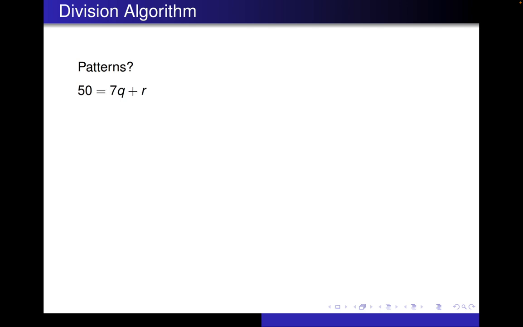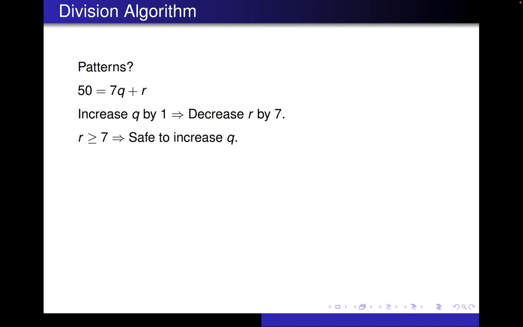So let's see what kind of patterns we have. We have 50 equals 7q plus r, right? And the question is, what happens when we increase our q by 1? If we find one quotient, what happens to the remainder? Well, our r gets decreased by 7, which means that if our r right now is 7 or above, then it's perfectly safe to increase q by 1. Because if we increase q by 1, we reduce the remainder by 7. It's smaller and still non-negative. However, if r is less than or equal to 6, then we can't increase q, because that's going to make our remainder negative. Anything 6 or smaller, we decrease it by 7, we get a negative number.